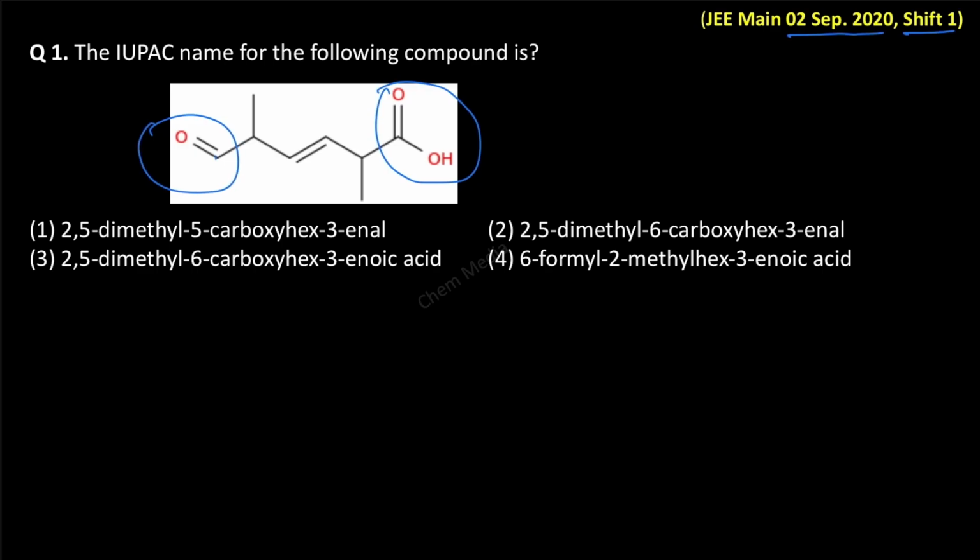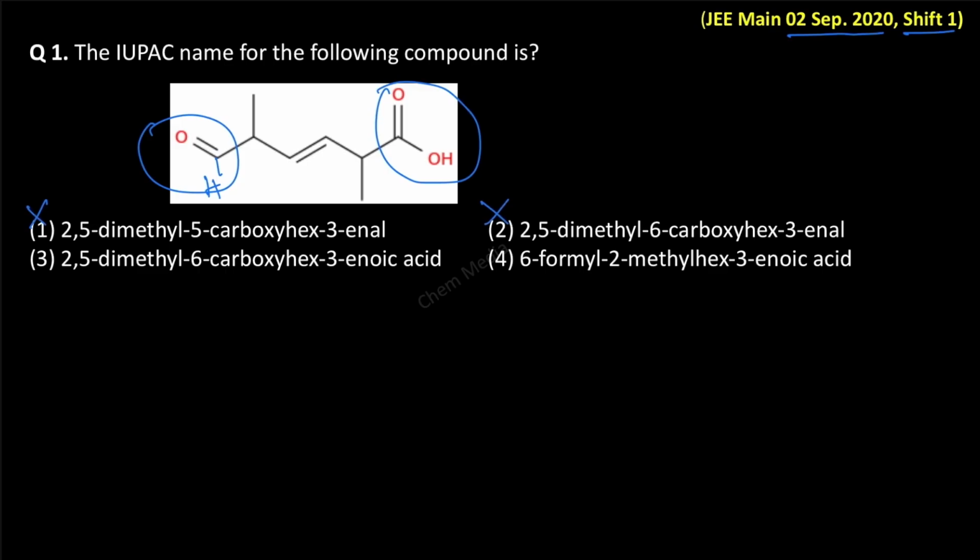The hydrogen atom here is hidden because we know that aldehyde is a terminal functional group and ketone is not a terminal functional group. So if it comes at the end, you can say for sure that it is an aldehyde, and one hydrogen atom is hidden there. Now we also know that carboxylic acid gets the top precedence compared to aldehyde. Therefore, we have to end the name with oic acid. This means option 1 is wrong, option 2 is also wrong.